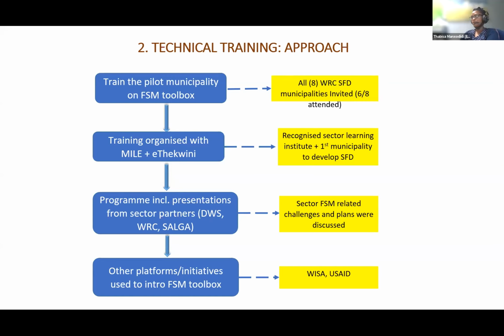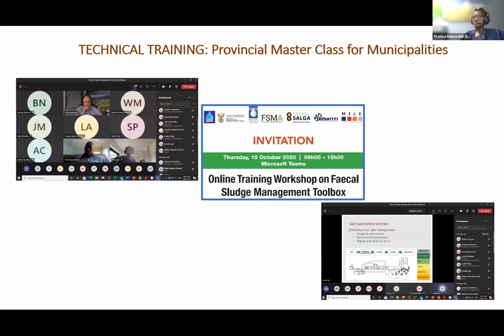And we've also had a project with the USAID, and we've also briefly introduced the toolbox to the municipalities that we worked with, just to get a feel for what the toolbox is all about. And then we can see if the people want to take it forward or not. These are some of the profiling and the master classes that we did.